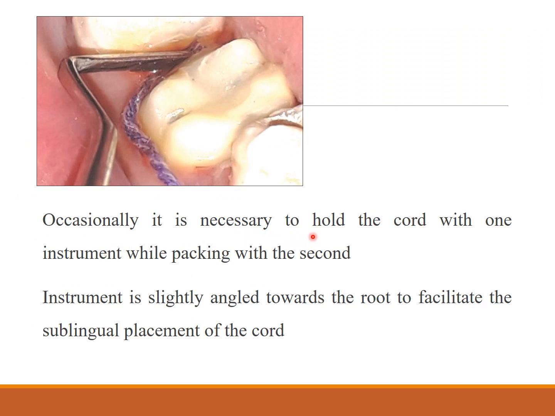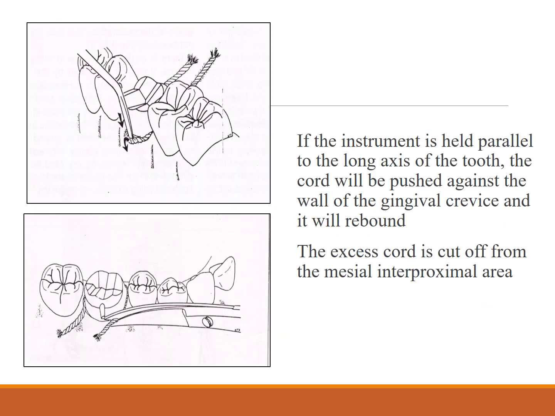Occasionally, it is necessary to hold the cord with one instrument while packing with the second. So sometimes you do that, but most of the time you don't need to. The instrument is slightly angulated towards the root to facilitate the subgingival placement of the cord. Ideally, it should not be parallel, or otherwise it'll rebound and push. So that is what this diagram is showing.